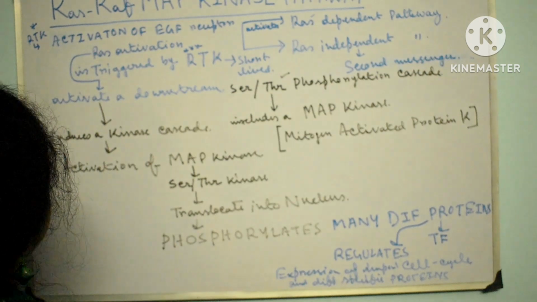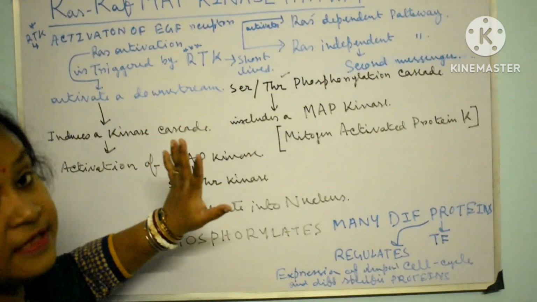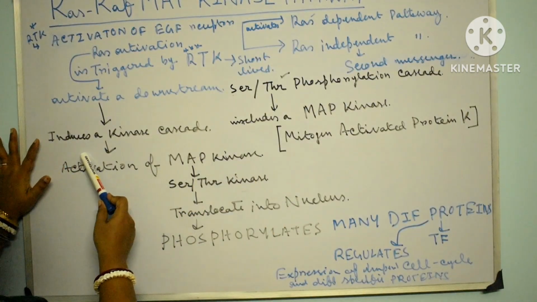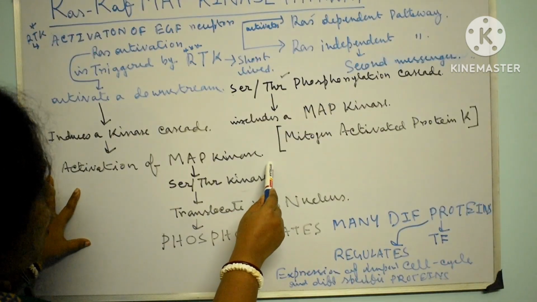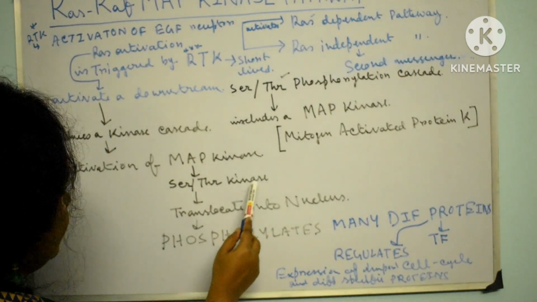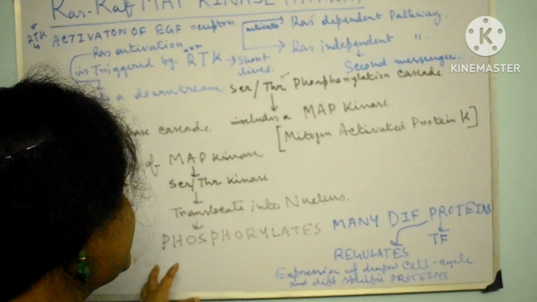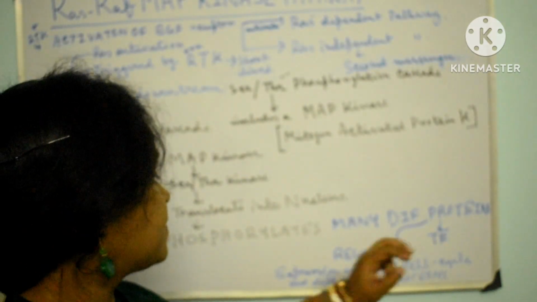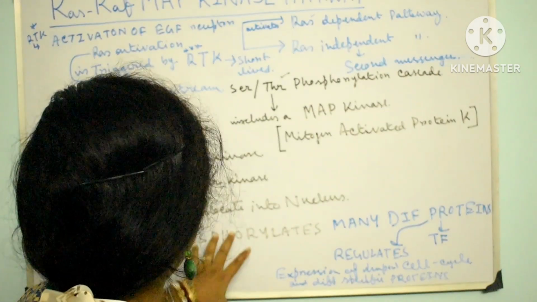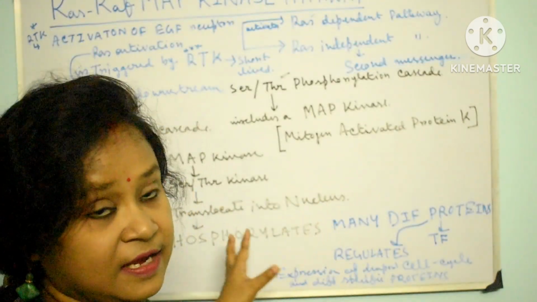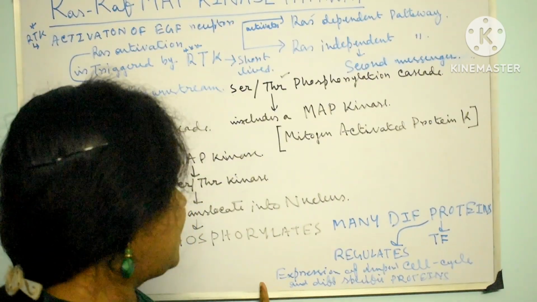It activates a downstream serine-threonine phosphorylation cascade and induces a kinase cascade also. Then activation of MAP kinase occurs. MAP kinase, a serine-threonine kinase, translocates into the nucleus and phosphorylates many different proteins, transcription factors. These phosphorylated proteins can now regulate expression of important cell cycle and differentiation specific proteins.